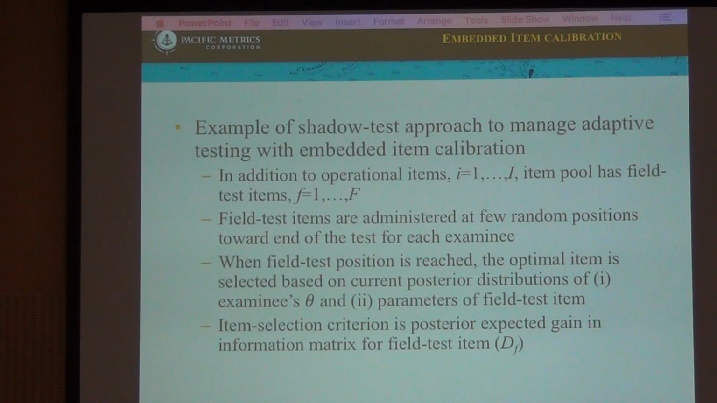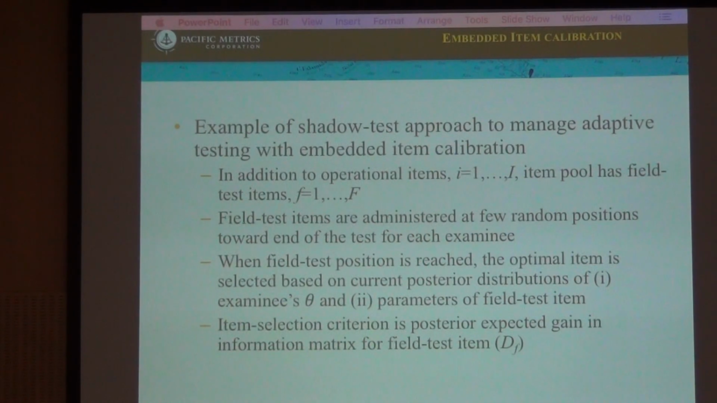And the idea is to administer the field test items at the end of the test, because then the posterior distribution of the examinee, whose response we are going to use, is maximally converged. So that's the smallest posterior distribution. But always at the last position makes yourself vulnerable.